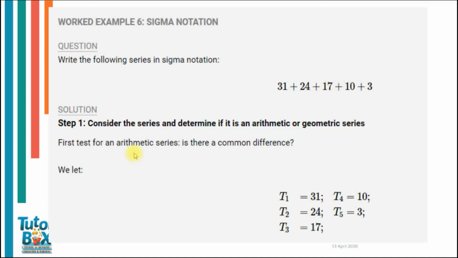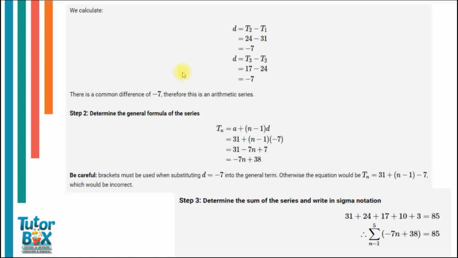Now let's check whether it's an arithmetic series, by checking for a common difference. Our first term is 31, second term is 24, third term is 17, fourth term is 10, fifth term is 3. If we check for a common difference, T2 minus T1 is 24 minus 31, and we get minus 7. Then we check whether that applies to the other ones: T3 minus T2 is equal to 17 minus 24, and we get minus 7. There we go! It's an arithmetic sequence, so the common difference is minus 7. Hence, it's an arithmetic series.